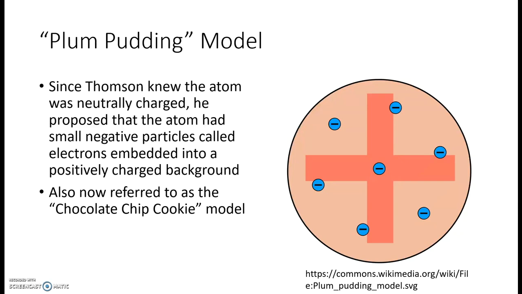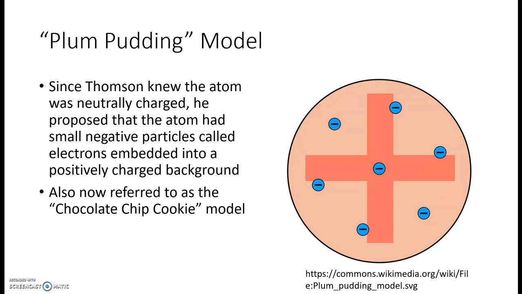and since it's divisible, what he ends up proposing is called the plum pudding model. Now, since he knows the atom is neutrally charged overall, but now he knows there are these new small negative particles, he ends up saying that there's a positively charged background, and that positively charged background has these small negative particles embedded into it, and he calls them electrons.